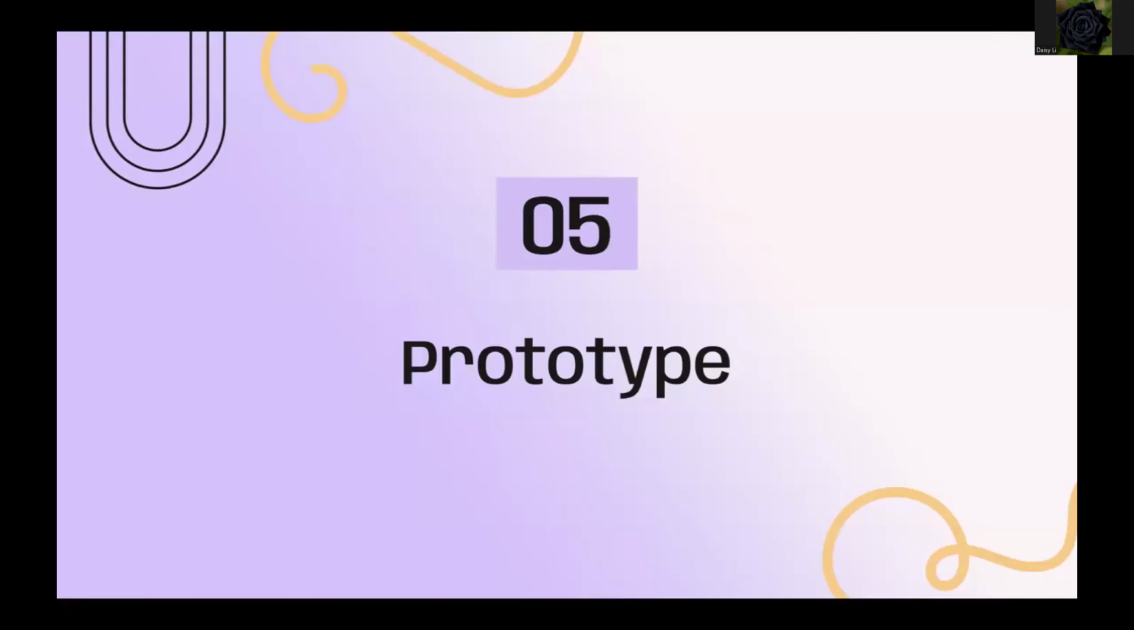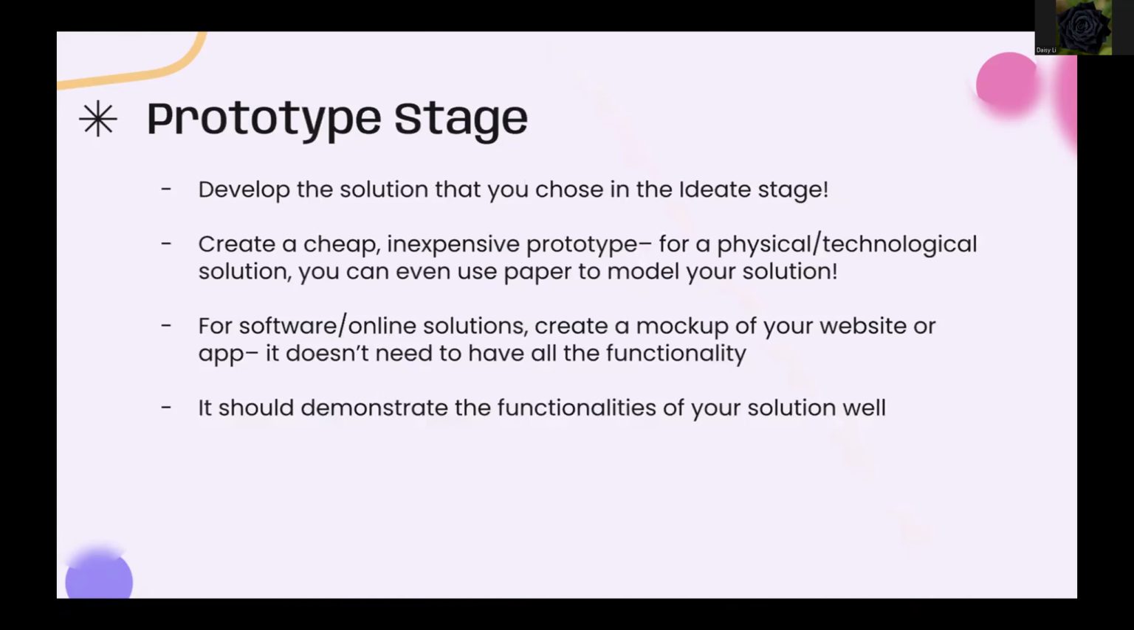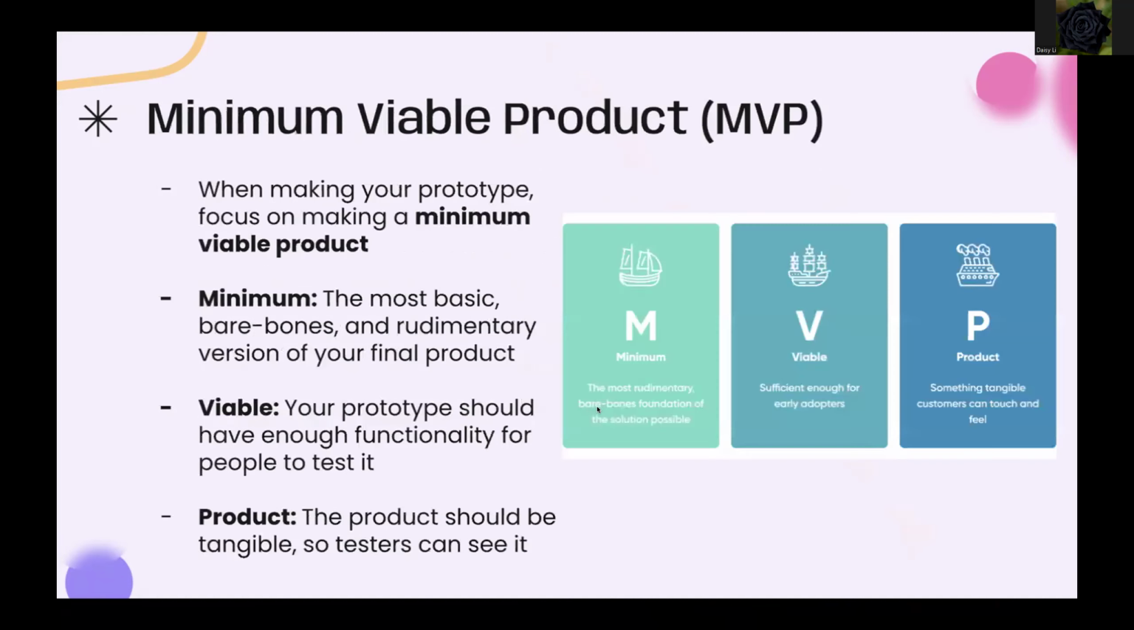After you have your solution to the problem, the next stage is prototype. In the prototype stage, you develop the solution that you chose in the ideate stage. Your goal is to create a cheap, inexpensive prototype. For physical or technological solution, you can even use paper to model it. For software or online solutions, create a mock-up of your website or app. It doesn't need to have all the functionality. However, it should demonstrate the functionalities of your solution well.